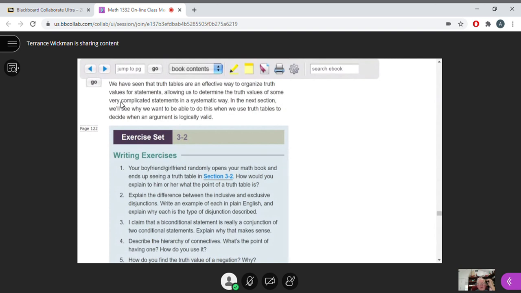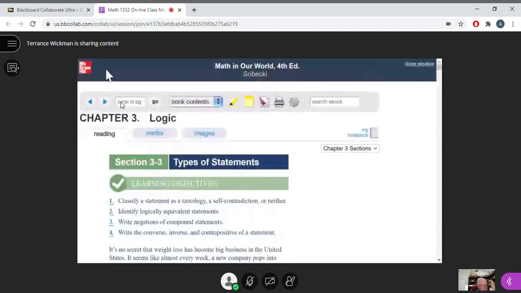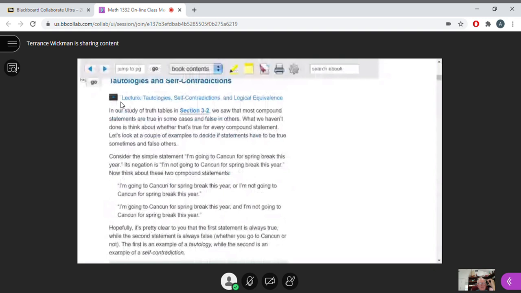Let's go to the next one. I think it's 3-3. The types of statements: tautologies, self-contradictions, and logical equivalence.